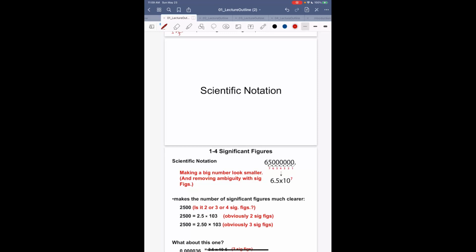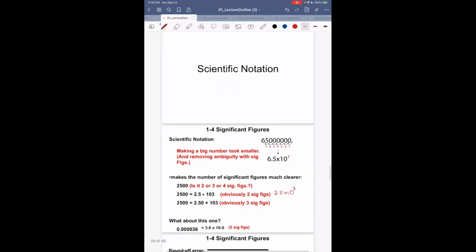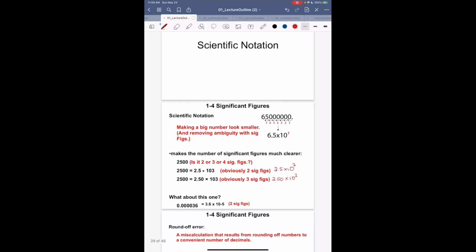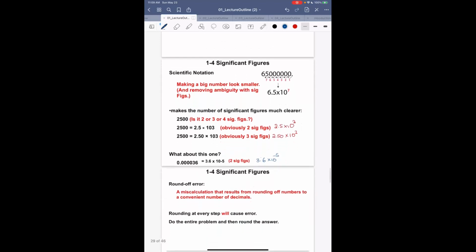We don't know. It's ambiguous. Then if we write this as 2.5 times 10 to the 3, then obviously this is two significant figures. If we have 2.50 times 10 to the 3, then we know that this is going to be 3 sig figs. Now for this one here, I will say the same idea. It is 3.6 times 10 to the minus 5, and that makes it 2 sig figs.